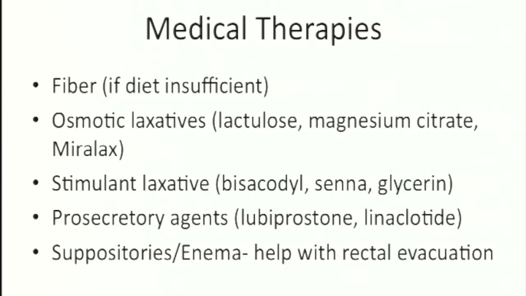Newer kids on the block are the secretory agents. They increase the flow of fluids into the small bowel and colon. That includes lubiprostone or Amitiza, linaclotide or Linzess. These are medications that are currently FDA approved for slow transit constipation as well as irritable bowel syndrome. All these medications help with increasing bowel movements.